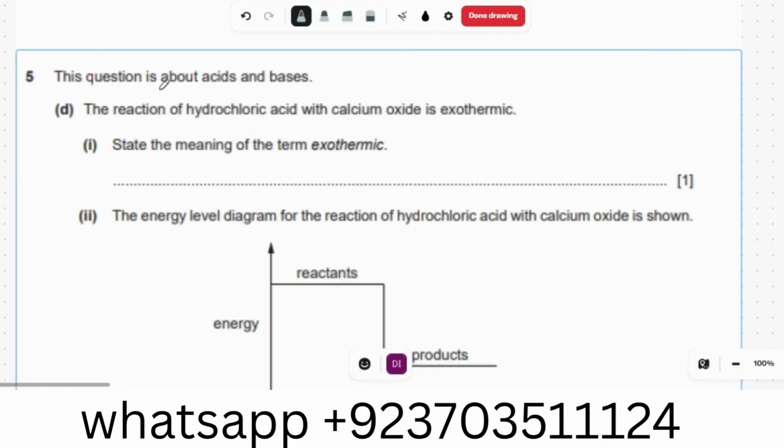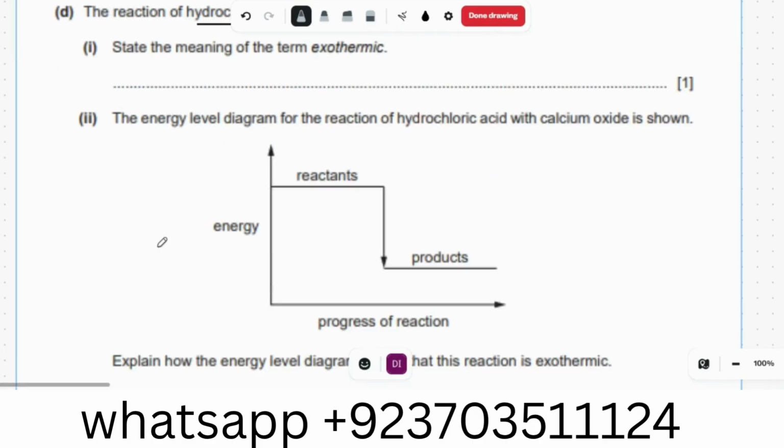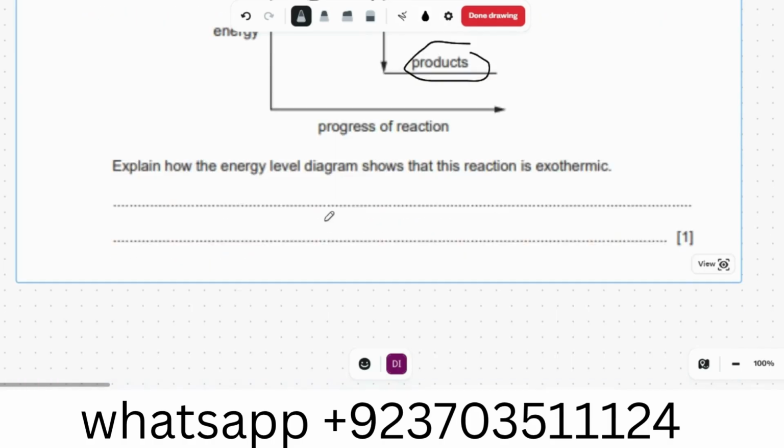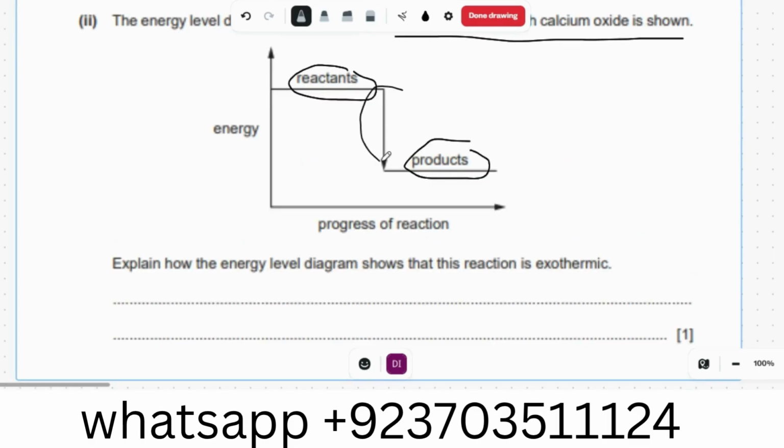This is a question about acids and bases. The reaction of hydrochloric acid with calcium oxide is exothermic. State the term exothermic: it releases heat into the environment. The energy level diagram for the reaction with calcium oxide shows a reactant and a product. How does the energy level diagram show the reaction is exothermic? From this diagram there is a drop from reactant to product in the energy level, so this energy will be released into the surroundings. That's why the reactant has more energy than the product, so this reaction is exothermic.